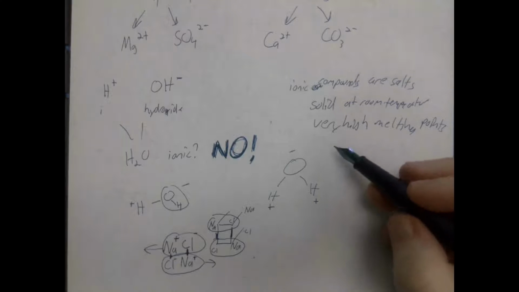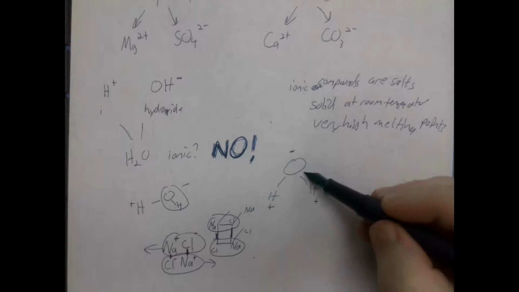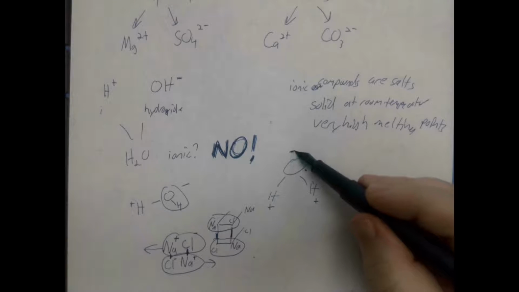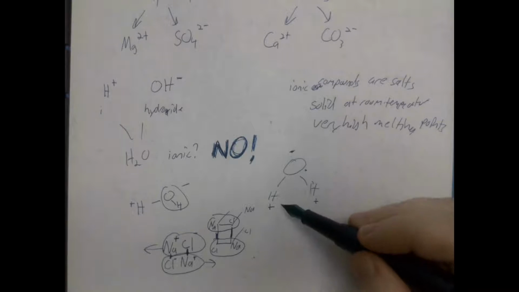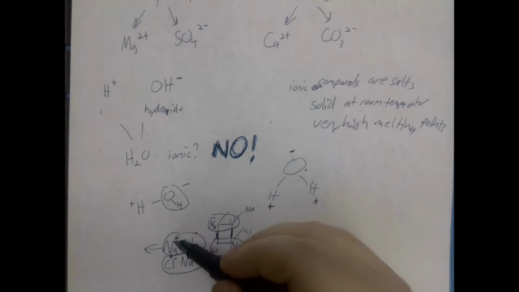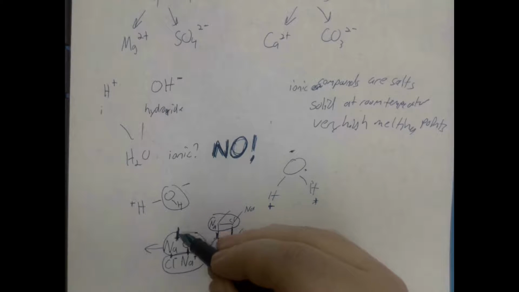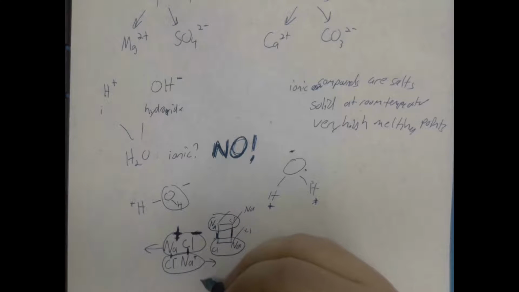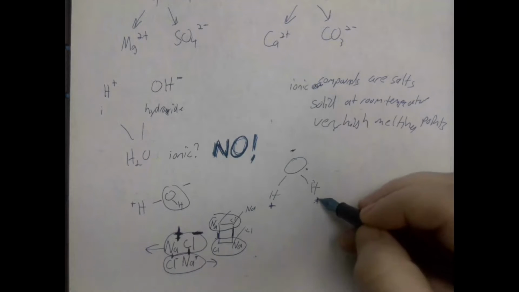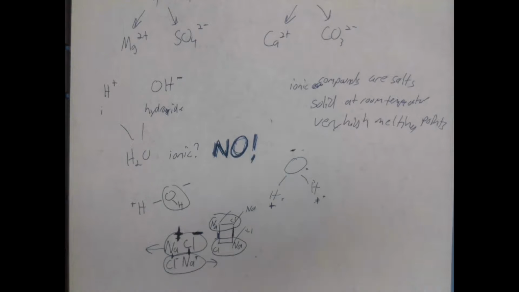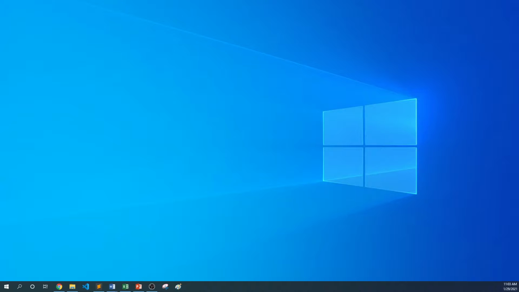Water, on the other hand, the electrons are shared, which means this is only very, very slightly negative, and these two are very, very slightly positive. In an ionic bond, this is a very strong positive charge, and this is a very strong negative charge. These are little tiny charges in comparison. Water is not ionic.